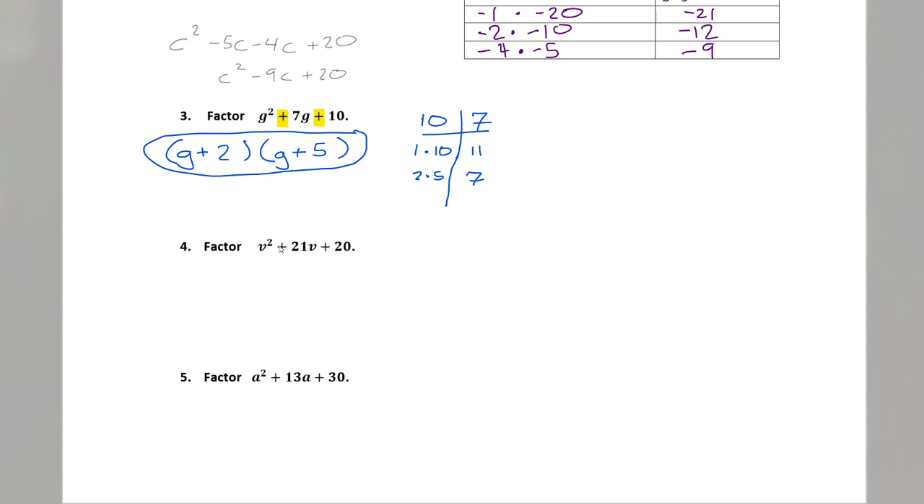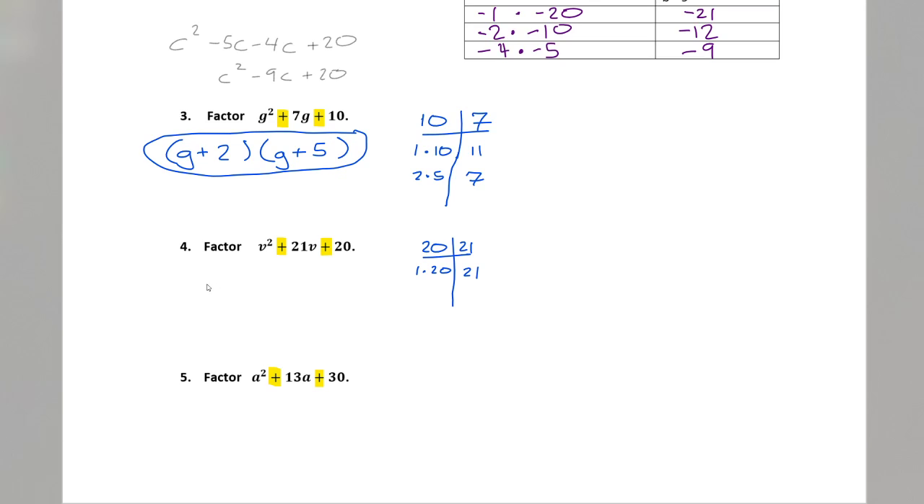On the next one, positive, positive, positive, positive. I highlighted those ahead of time because I will do this one with you, and then I want you to pause and do number 5 on your own, and then check the answer. So for number 4, we're looking for the factors of 20 that add up to be 21. So factors of 20, we have 1 times 20, and if we add those, we get 21. So luckily enough, there's our answer right there.